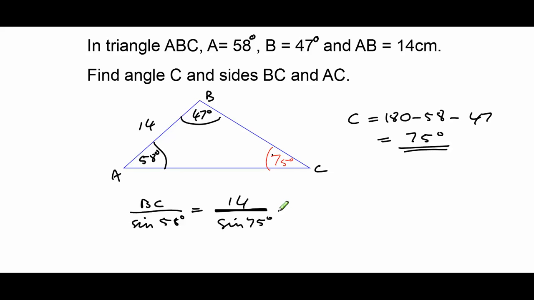So multiplying through by sine 58, we have BC is 14 sine 58 over sine 75. And using the calculator, that equals 12.3 centimetres.